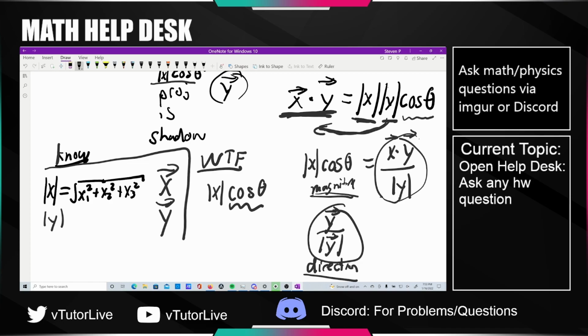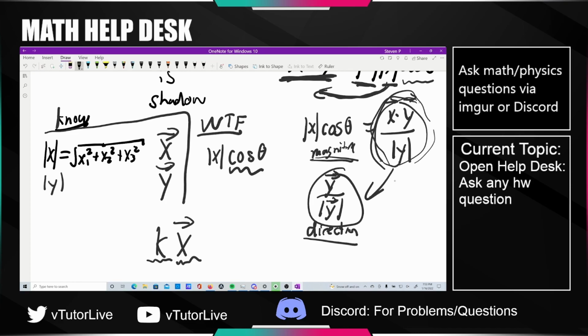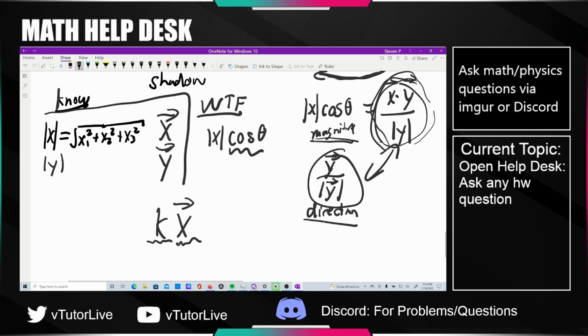You see that? This is a straight up number, right? This is kind of like k. You know how all the time we had k times x? This is the magnitude, and this is a vector that just happens to have magnitude 1. All I'm saying is we're just slamming these two things together and multiplying them to get x dot y.